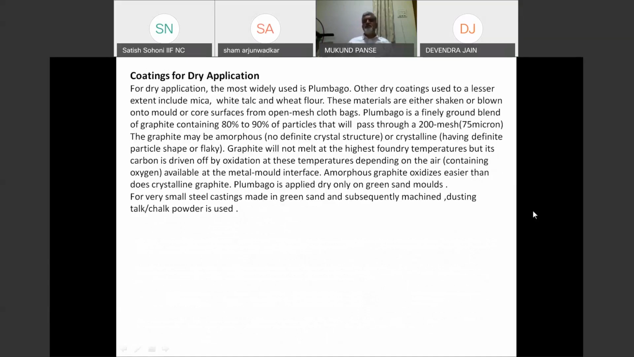Some people use a chalk stick or mica or some powders, flours or quartzite powder, just kept in a cloth, and the coating is given on the mold. Normally it is used for smaller cast iron castings, where graphite, amorphous carbon or crystalline graphite, plumbago, is kept in a cloth and spread. Normally not used on steel castings.